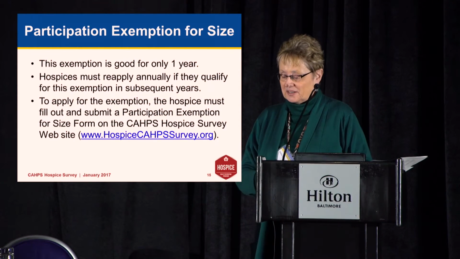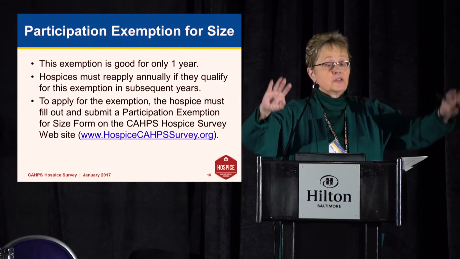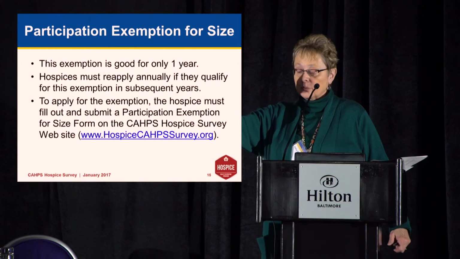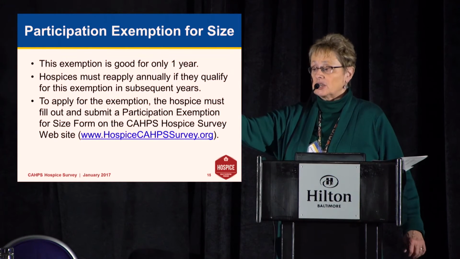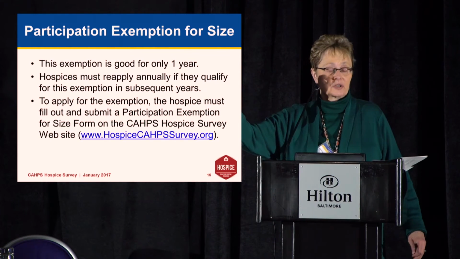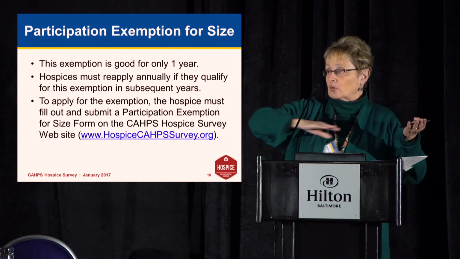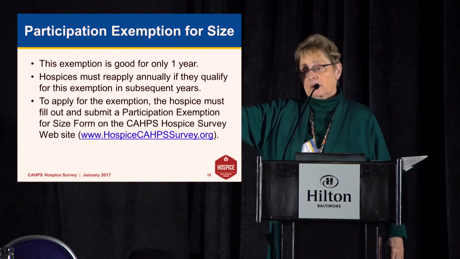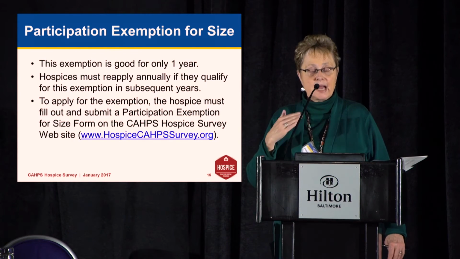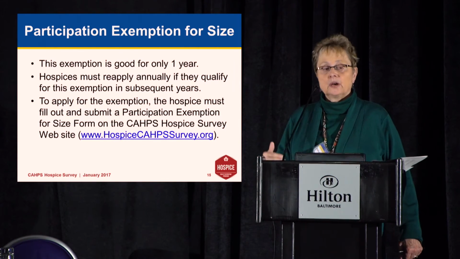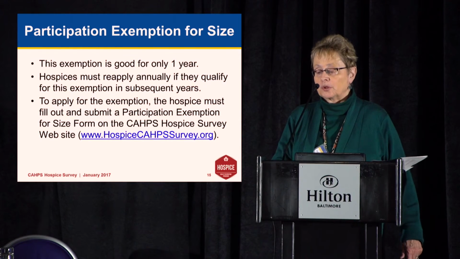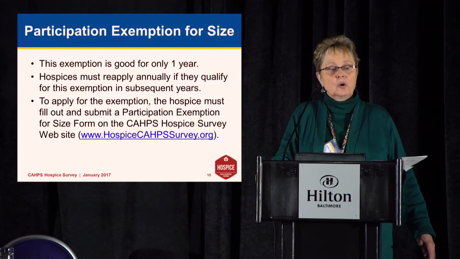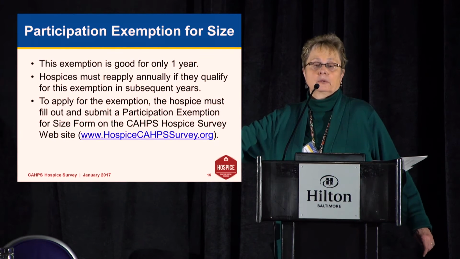All right, I love this down here. Okay, important piece of information: this is only good for a year. Only good for 1 year. The reason is this: hospices can change size. All providers can change size. You can see that some of them grow rapidly. So they start out small, they start out eligible, but 2 years later they aren't. So we ask you to reapply every year for which you think you are exempt. You don't just apply once and assume it continues.